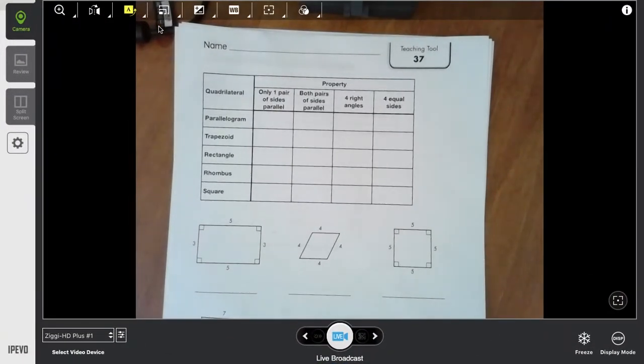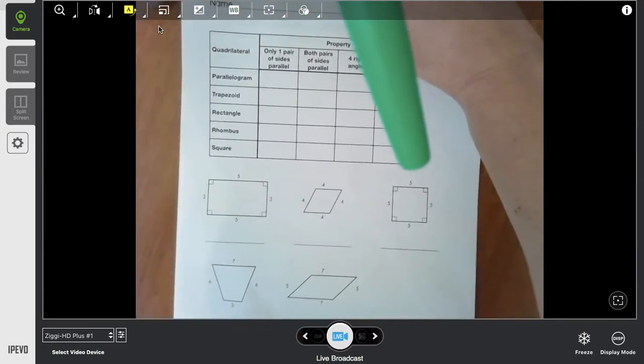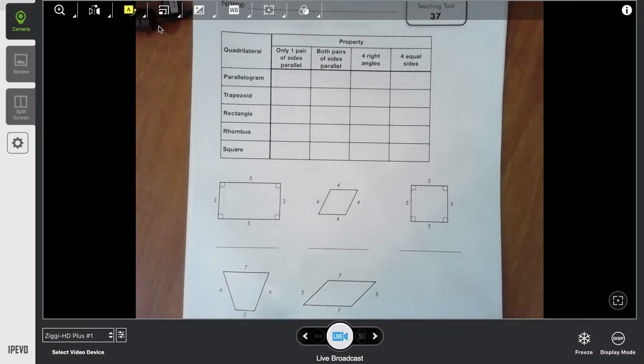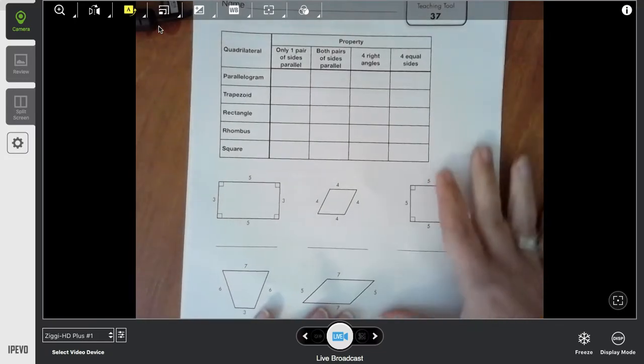Hey, ladies and gents, let's take a look and do a real quick activity about quadrilaterals and classifying quadrilaterals. I just want to do this real quick so you can see it. This is not in your packet. It's in just one of my teaching tools, so we're going to walk it through together. Just stick with me here, okay?